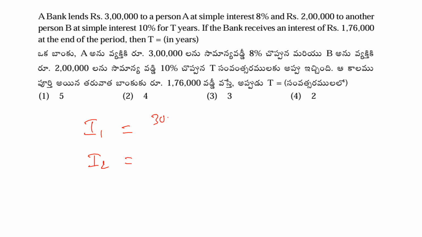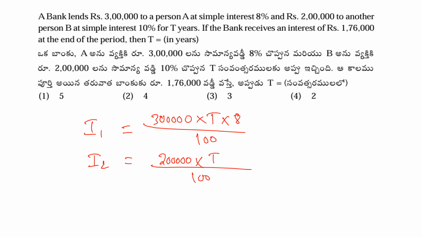PTR, what is P here? 3 lakhs, time, into R, rate of interest 8 by 100. Sorry, handwriting is not that good. Time into n. We are aware of this step, right? There is no confusion in this step, right? A is equal to PTR by 100: 2 zeros, 2 zeros, 3,000 into 8. And for B, 2 zeros, 2 zeros, 2 into 10, 20 T.